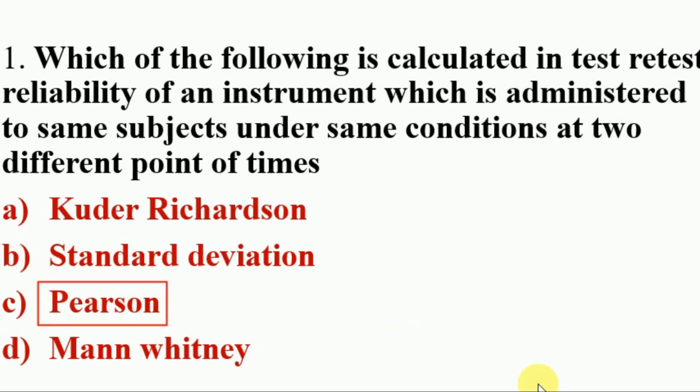Pearson. One of the features of reliability is stability, and the most common method of determining stability measurement is through the test-retest method. In this method, an instrument or tool is administered to same subjects under same conditions at two different points of time. And the two values obtained through this method are correlated using the Pearson correlation coefficient.